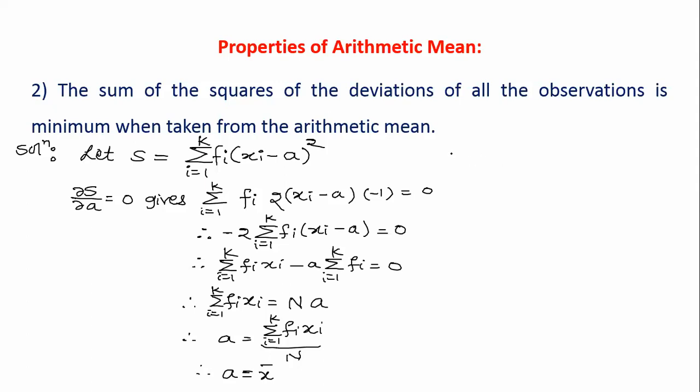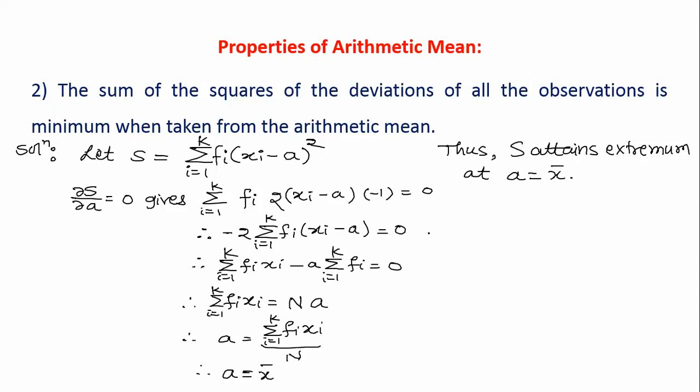So I like to write thus: S attains an extremum at a equal to x bar. Maybe maximum or minimum, we do not know. And now we have to check whether at this point the function attains a maximum or minimum. For that, we know we have to go for the second derivative.